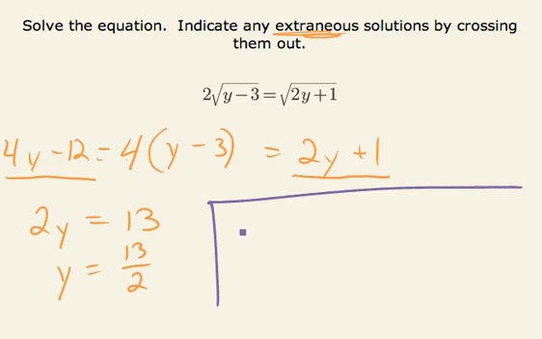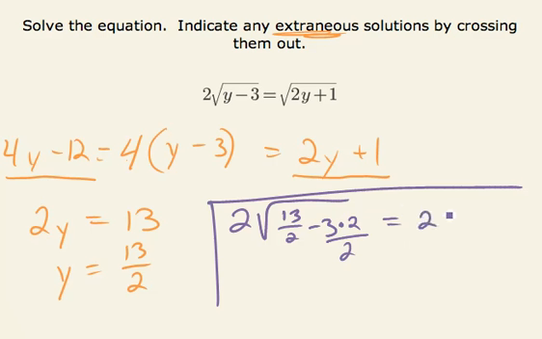So if I plug in 13 halves, I'll take 2 times the square root of 13 halves minus 3, and let's see what we get. I can't do the subtraction until I get a common denominator, so I'll multiply by 2 over 2. Now I have these both fractions over 2. I have 13 minus 6. 13 minus 6, of course, is 7. So we have 2 on the outside here, 2 times the square root of 7 halves.